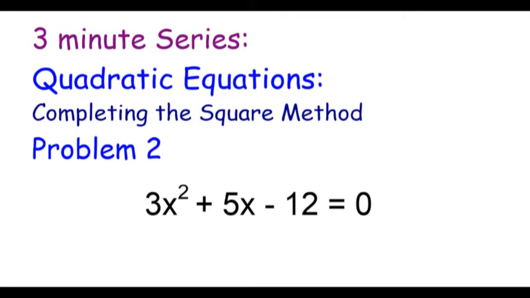We're looking at the 3-minute series now, solving quadratic equations by different techniques. This one is the completing the square method. This is problem 2 in the series. The earlier one was just an ordinary x squared. Now we have a 3x squared, so we have to deal with that 3 first. Okay, so let's have a look.